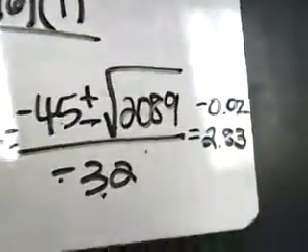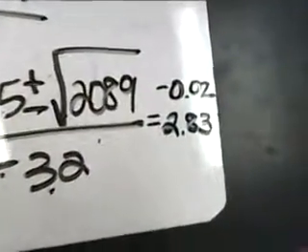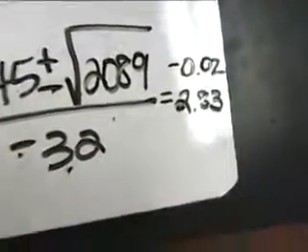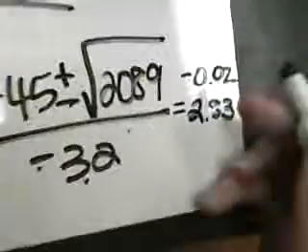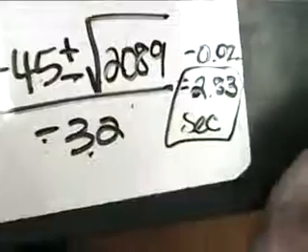Now let's talk about what this problem was about. It wanted to know how long the baton was in the air. Can the baton be in the air for negative 0.02 seconds? No, it cannot. It is not a reasonable answer. 2.83 seconds is the only one that makes sense.